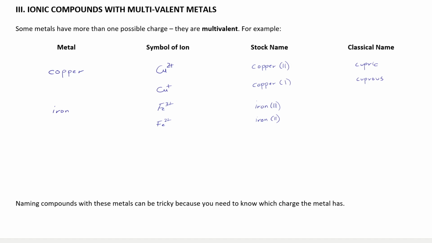And using the classical name, the charge that has the higher charge, so like the 3 positive charge, we would say ferric, and ferrous for the lower charge. So you probably gathered now that ic has to do with the higher charge, whereas us as a suffix has to do with the lower charge.